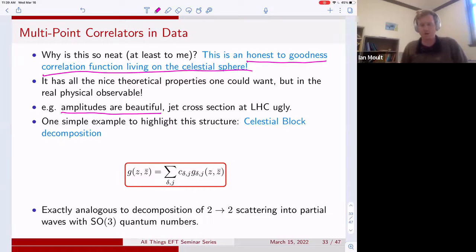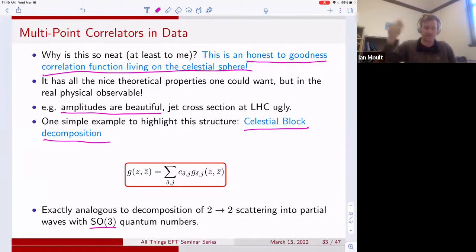And so just to highlight one simple feature of this nicer structure, I'll show how one can decompose these correlation functions into partial waves, which are called celestial blocks. This is very similar to, for example, if you have a 2-to-2 scattering, you can decompose it into partial waves, which have the particular SO(3) symmetry and their quantum numbers.